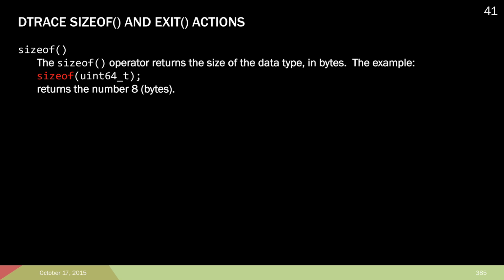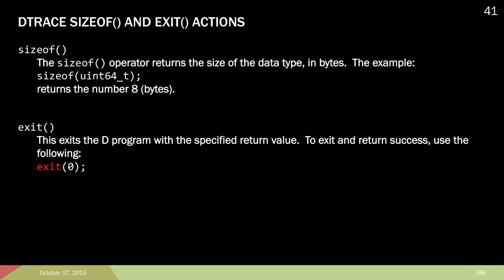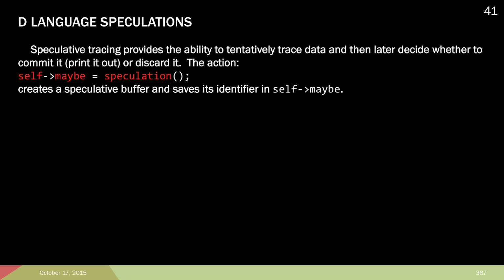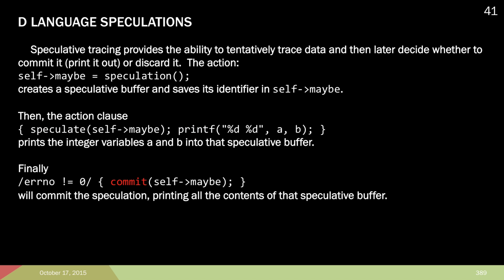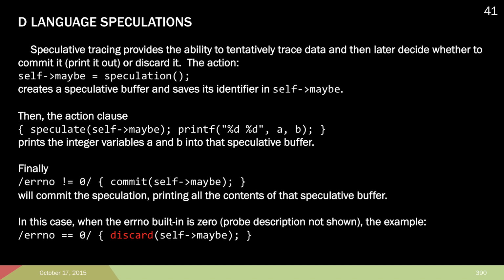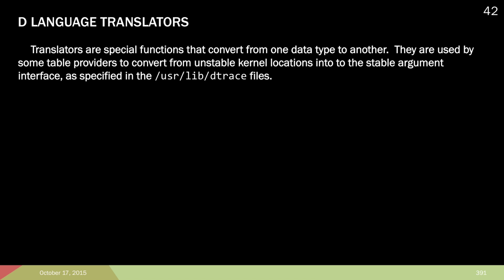Sizeof works just like sizeof in C. To exit DTrace with success, use exit(0). Speculations provide a way to tentatively trace data and then later decide whether to commit it, print it out, or discard it. To print into a speculative buffer, put speculate before printf. Commit will commit the speculation, printing all the contents of the speculative buffer. Use discard to discard the speculation.